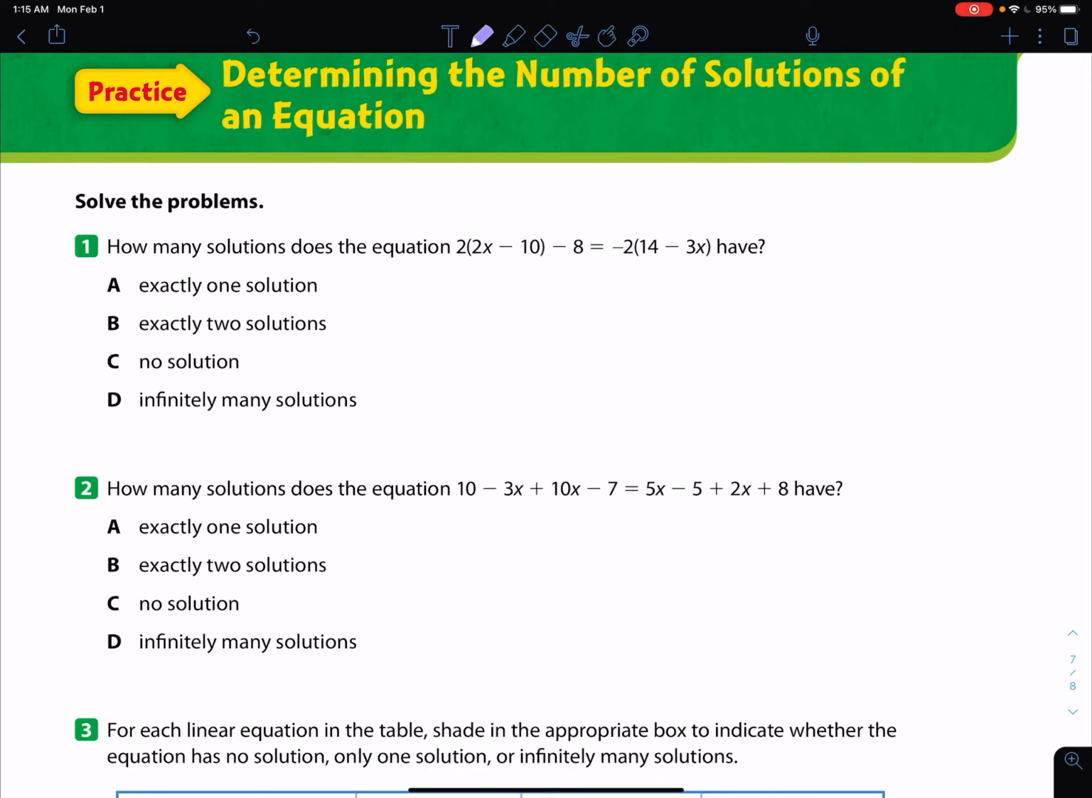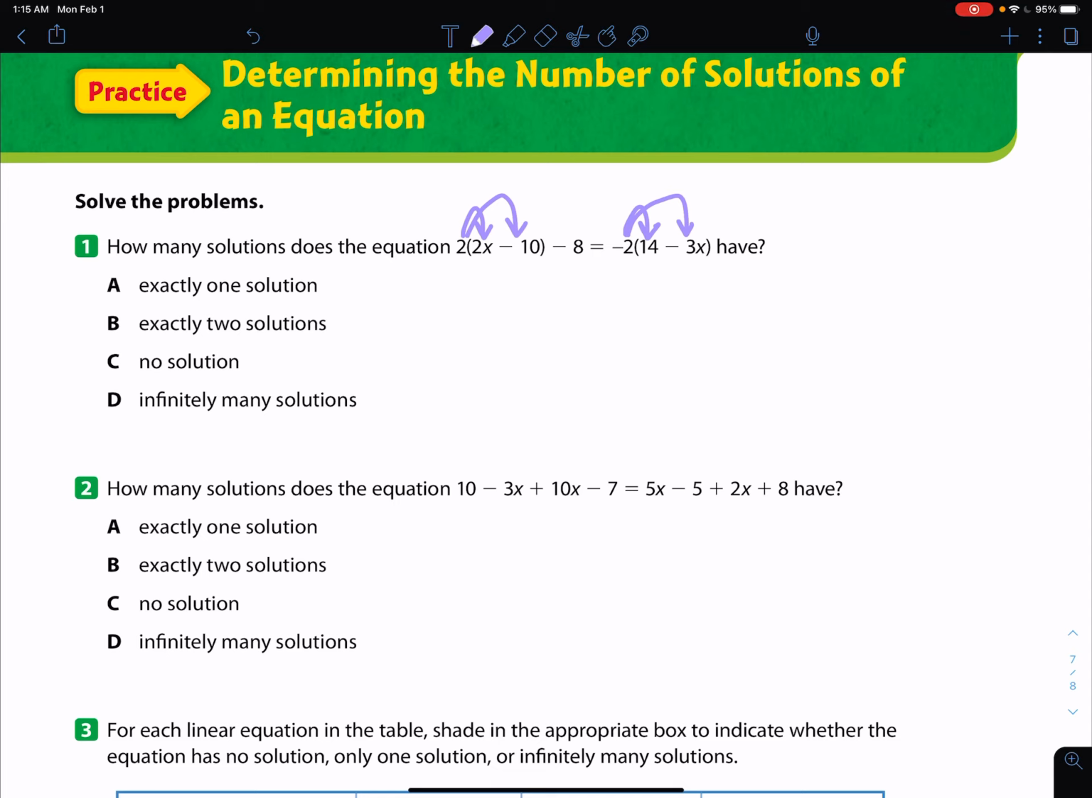All right, and here is our last one for this lesson, determining the number of solutions of an equation. Number one, how many solutions does the equation 2(2x - 10) - 8 = -2(14 - 3x) have? So what we have to do is distribute on both sides the number outside of the parentheses to the numbers inside the parentheses.